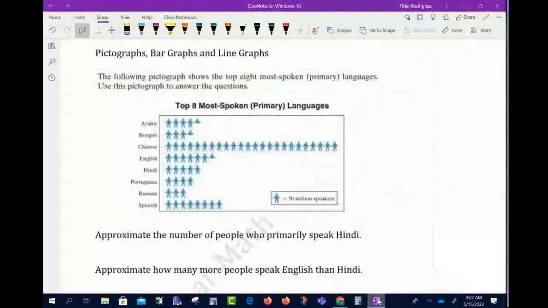Bar graphs, y'all. When I taught this in my contemporary math class, everybody was like, sir, can we have like 30 questions on the test like this? Because they're really easy breezy, right? So look, y'all, this is just looking at pictures.